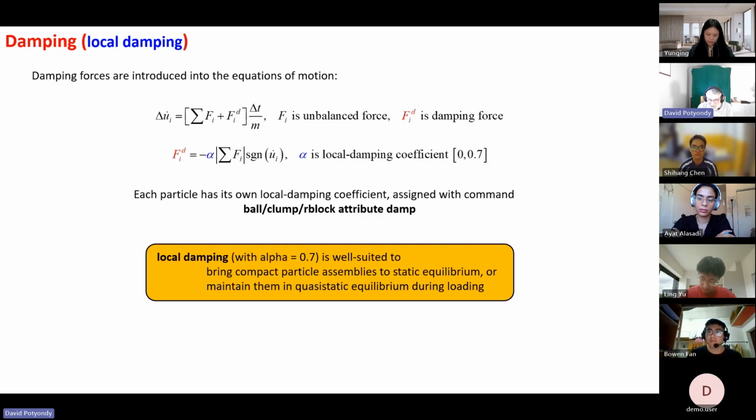And for most systems that are experiencing quasi-static loading, like an odometer test or a triaxial test or something like that, this is the damping we're going to use. And we're going to use alpha equal 0.7. It's very heavily damped. And so again, think of it as those tennis balls with masses. If I was slowly squeezing it, they're vibrating back and forth. This is going to remove that high frequency vibration. And that's the kind of thing we're typically worrying about. Okay? That's all I'm going to say. We're typically going to use local damping.